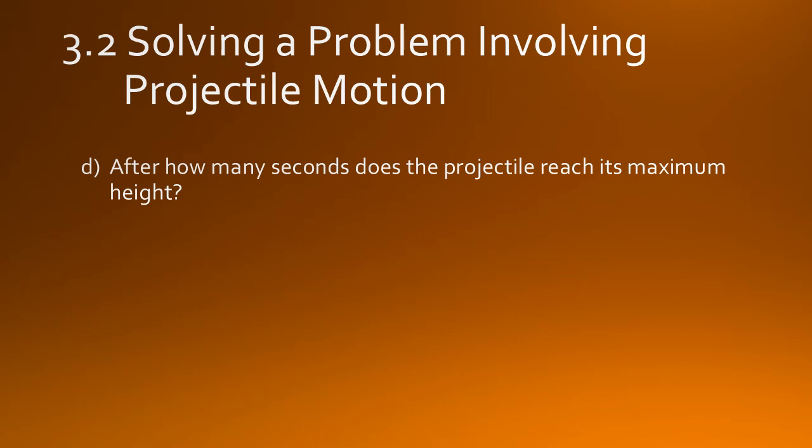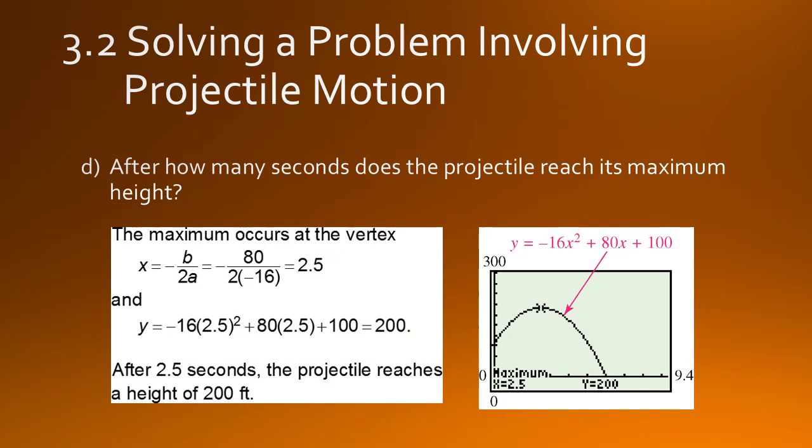After how many seconds does it reach its maximum height? Well, the maximum occurs at the vertex. So x equals -b over 2a. Our x value is 2.5, so it's 2.5 seconds. And then to find out what that height is, we put that into the equation and solve for y. So after 2.5 seconds, it reaches the height of 200 feet, which is its maximum height.